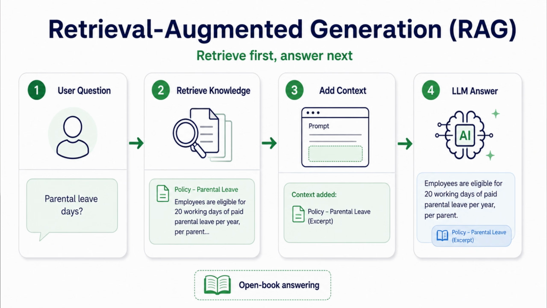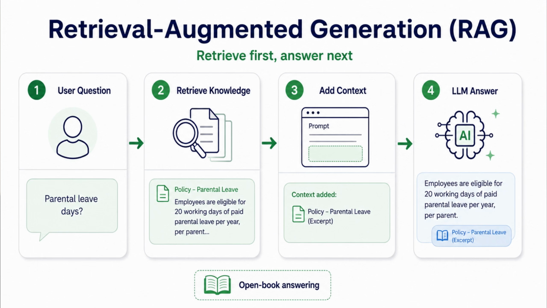A simple way to understand RAG is open-book answering. The model is not expected to remember everything by itself. Instead, we give it the right pages from the right sources at the time of answering. And this is very useful in real AI applications because the model may not know your private company data, latest policies, or internal documents.